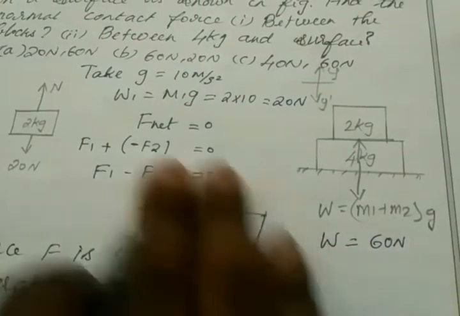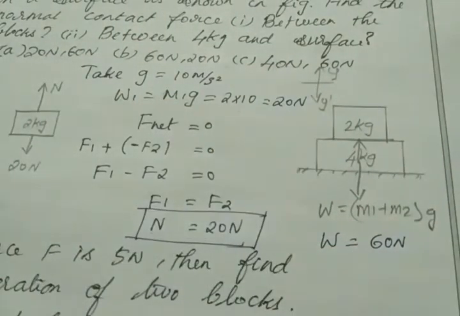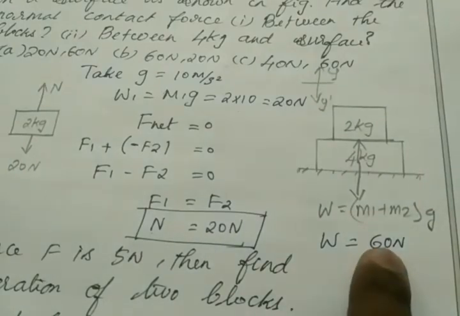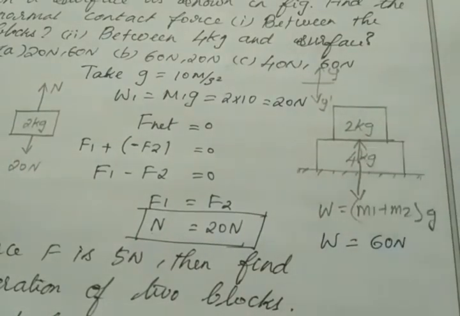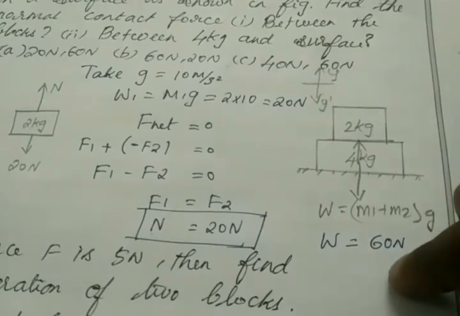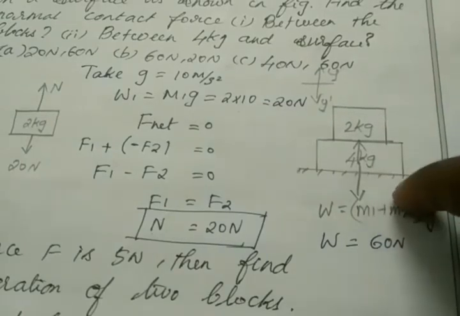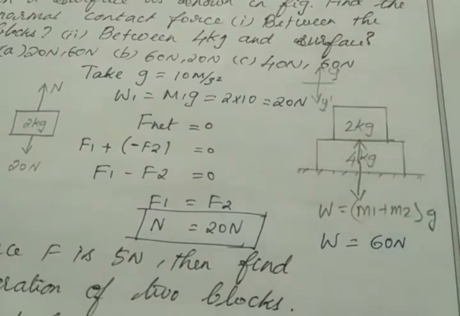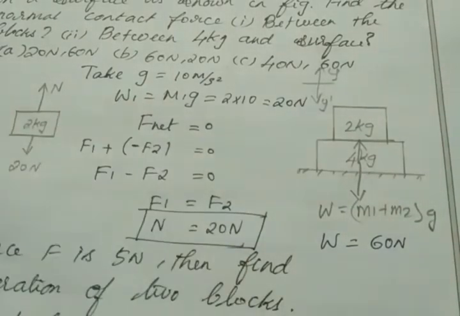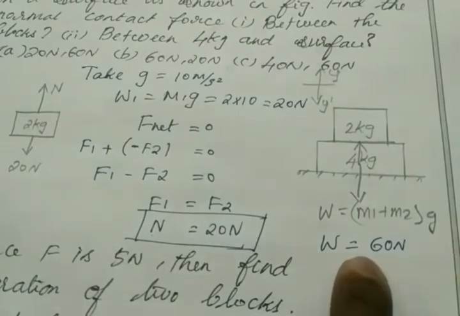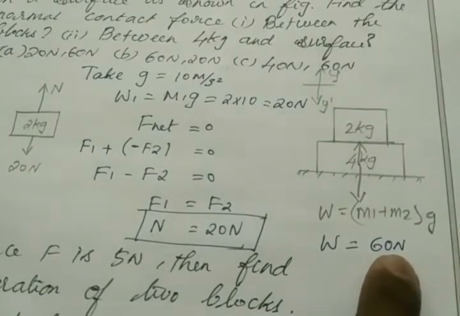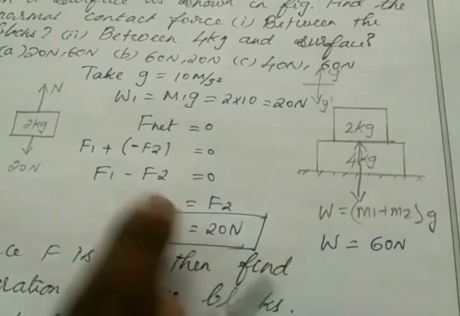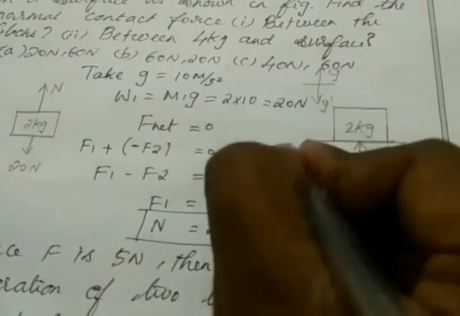Right? So here we apply the similar condition. In negative y-axis we have 60 Newton. These two blocks are at rest, so the normal force between this and the surface must be equal to the weight force. Similarly, apply the same condition. In negative y-axis I have 60 Newton. So my F2 will be 60.